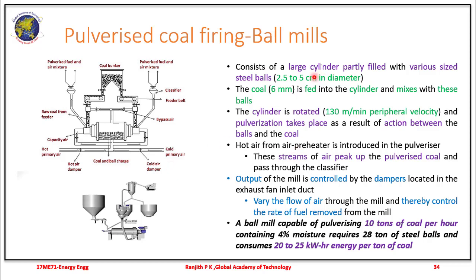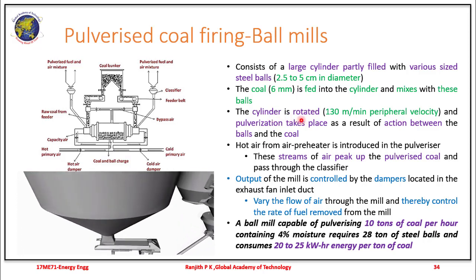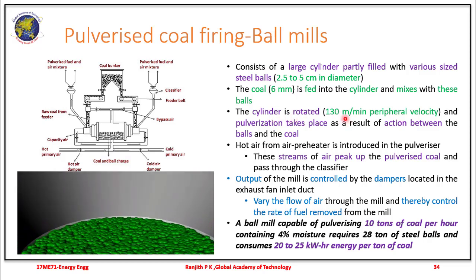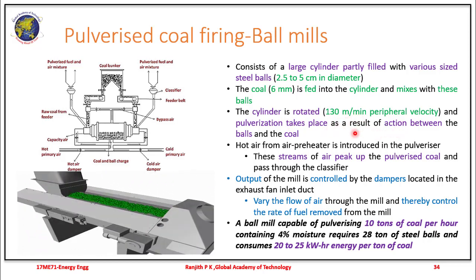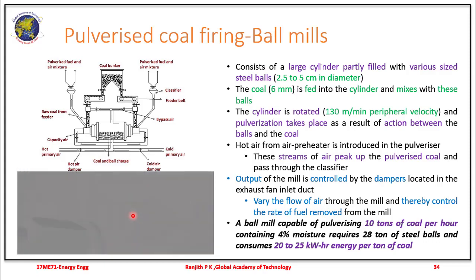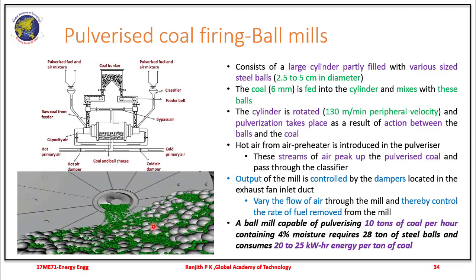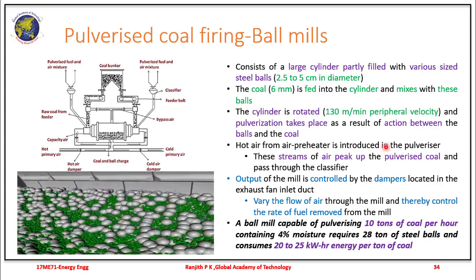In the case of a ball mill, it consists of a large cylinder which is partly filled with various sizes of steel balls. Within this drum there are steel balls that are usually filled, as seen in this animation. The cylinder is rotated at a certain velocity, and the pulverization takes place as a result of the action between the balls and the coal. You can see the green represents the coal here, and it is fed to the rotating drum, the silver ones being the steel balls.